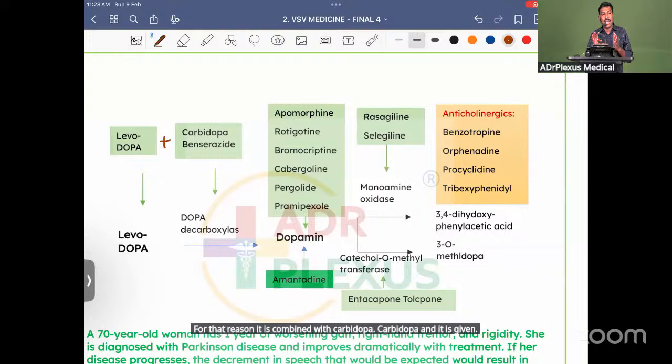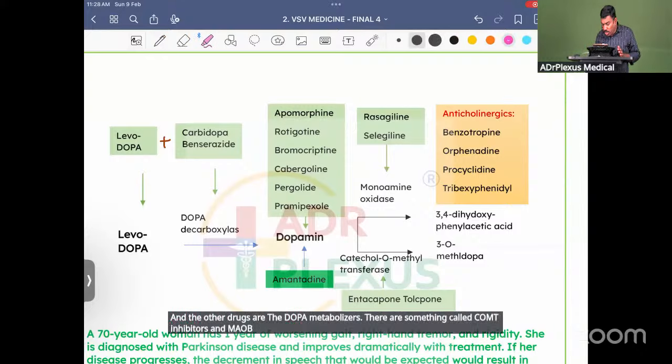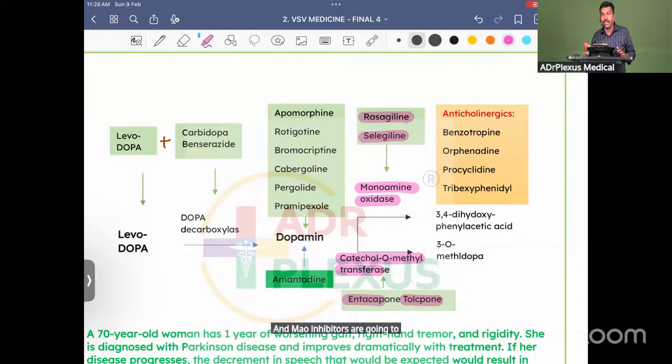And the other drugs are the dopa metabolizers. There are something called COMT inhibitors and MAO-B inhibitors. So COMT inhibitors are going to be entacapone and tolcapone, and MAO inhibitors are going to be rasagiline and selegiline.